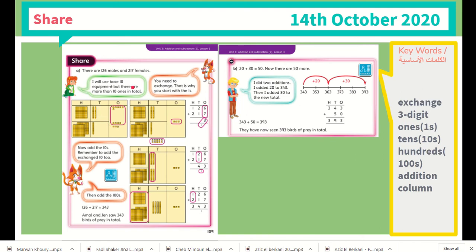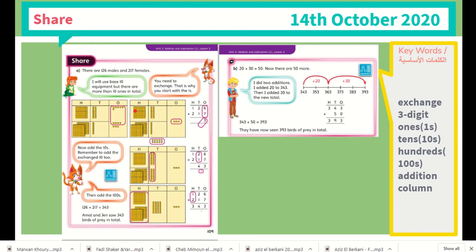So use base 10 equipment, but there are more than 10 ones in total. You need to exchange, that is why you start with the ones. Always start with the ones. When you are doing your addition or subtraction, start with the ones first. After you finish the ones column, you move to the tens column. After you finish the tens column, then you move to the hundreds column.